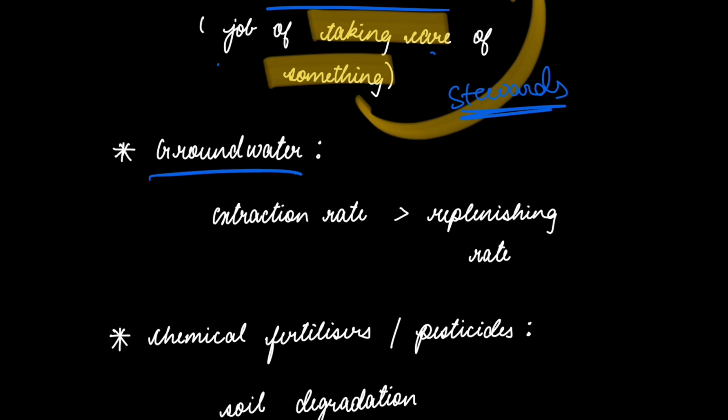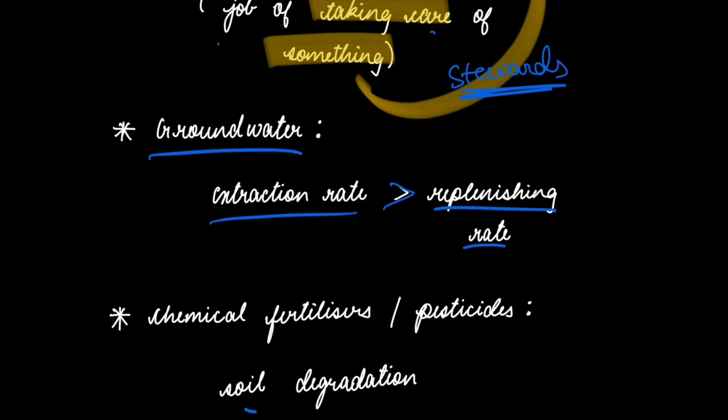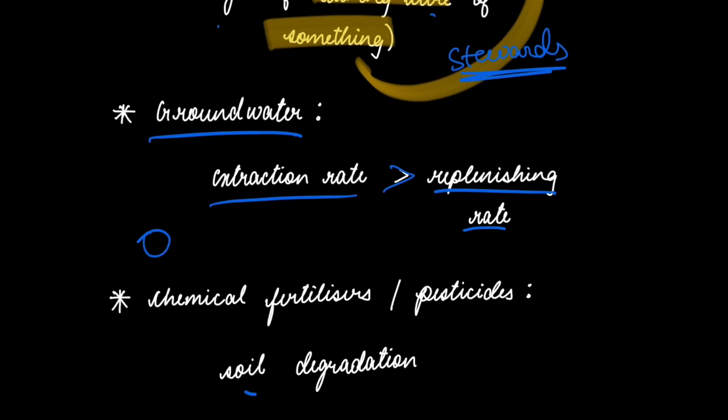The first one is about groundwater. The extraction rate has become more than the replenishing rate. Replenishing means that if something is used up, it has to be filled up. So whatever we are using is becoming more in comparison to what is actually coming back. If 100% is the filling rate, we are using 120%.